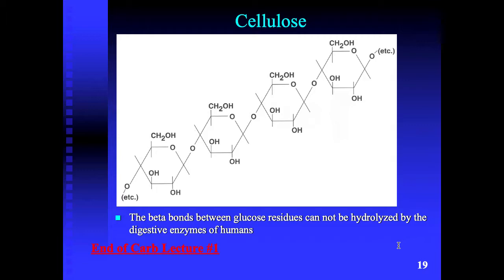Which means we can't hydrolyze that. But it's almost everywhere. It's in grass, it's in plants, it's almost everywhere. It would completely change our lives if we could degrade cellulose. We could eat grass. I mean, we can, but we could get glucose from grass. But we don't. But we have bacteria, some bacteria that actually can. And we'll talk about that when we talk about fiber.